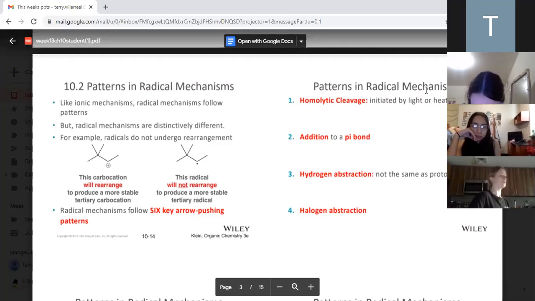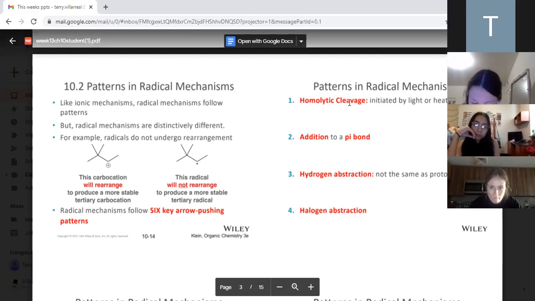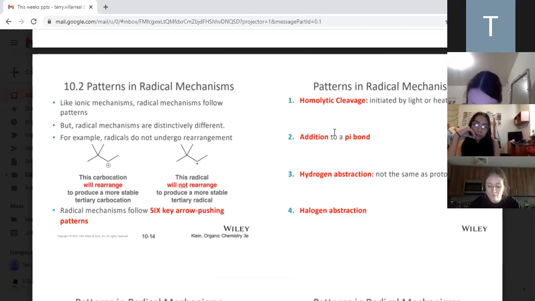But the best thing about our arrow pushing mechanism, and this is something that even I remember to this day, is that they essentially follow this general pattern of what's going to happen with your arrow pushing. So when you think about the arrow pushing, if you make just a flashcard that has these listed, they always follow the same pattern. So you're going to have something called the initiation step, and this is the homolytic cleavage. You're going to have, in addition to a pi bond, you could have a hydrogen abstraction.